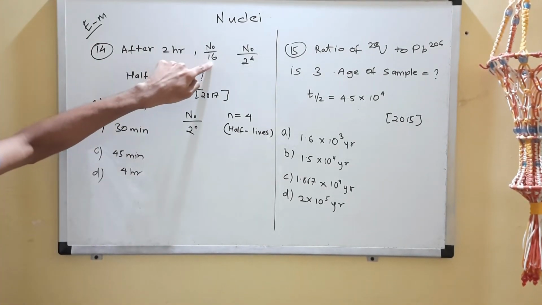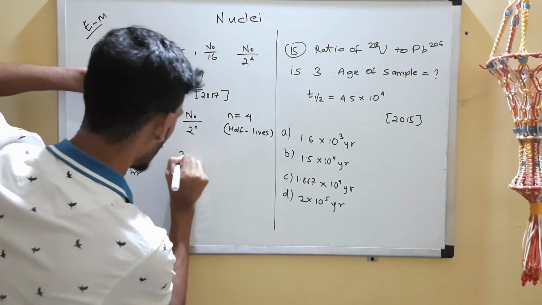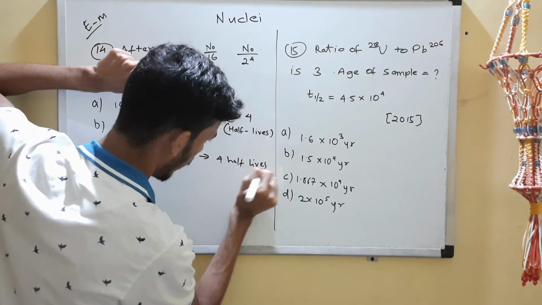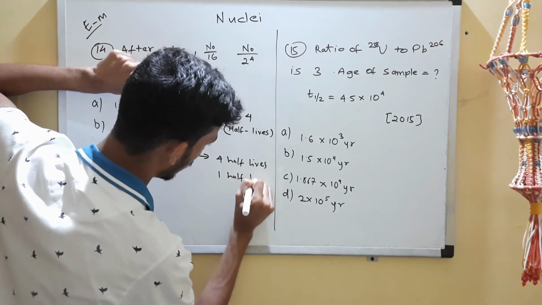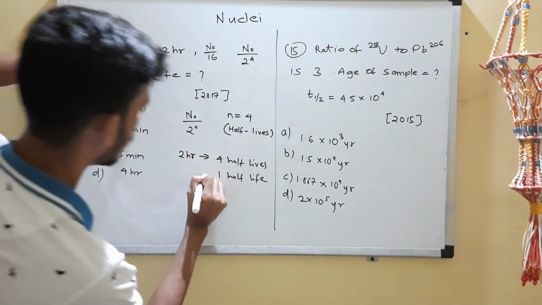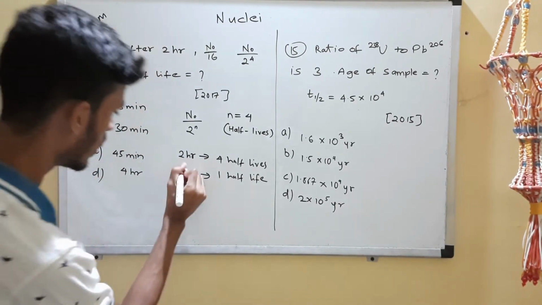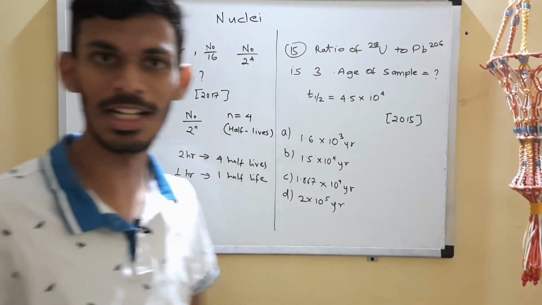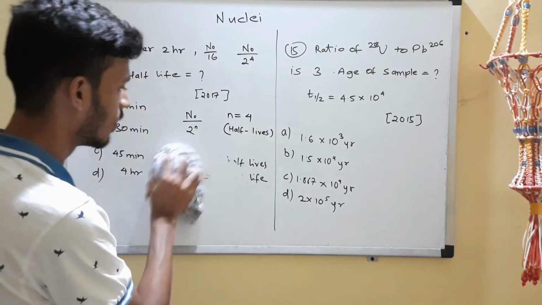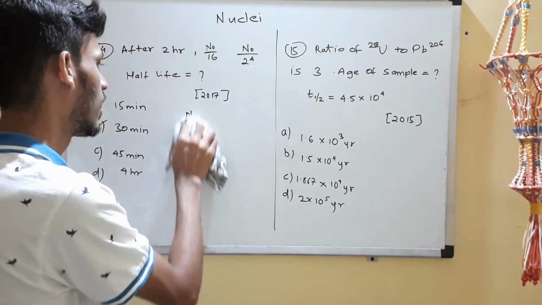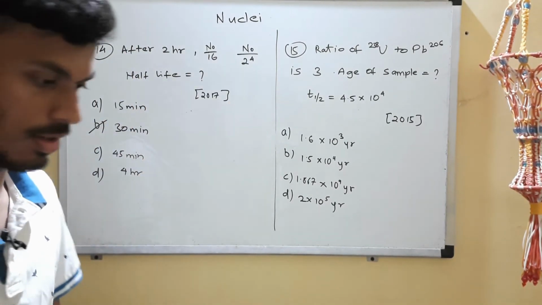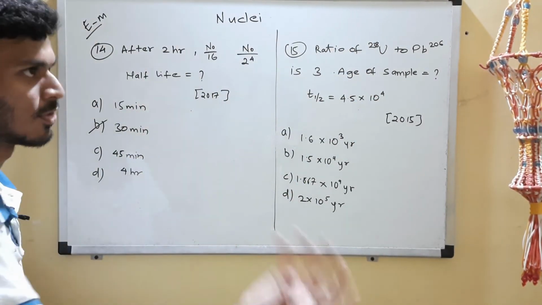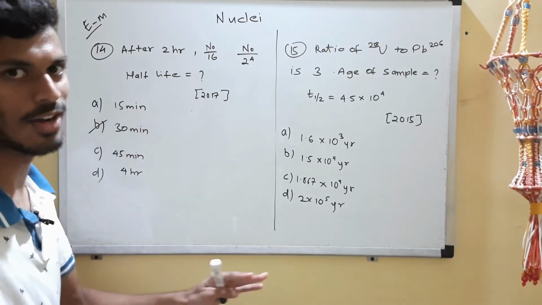And what is the time to complete 4 half-lives? It's 2 hours. So 2 hours corresponds to 4 half-lives. For 1 half-life, you have to divide both sides by 4. So when you divide by 4, it's half an hour, or 30 minutes. So option B, 30 minutes, is the correct choice over here. This was a wise way: you just compared this with the number of half-lives and found that the number of half-lives passed in this interval is 4, so for 1 half-life, you just divide by 4.